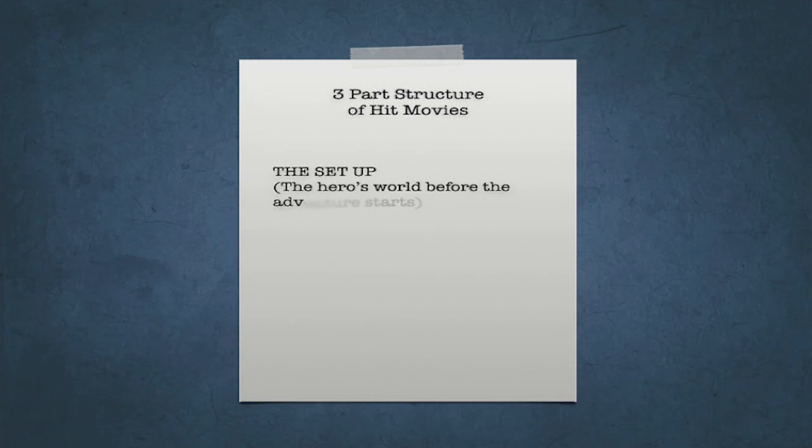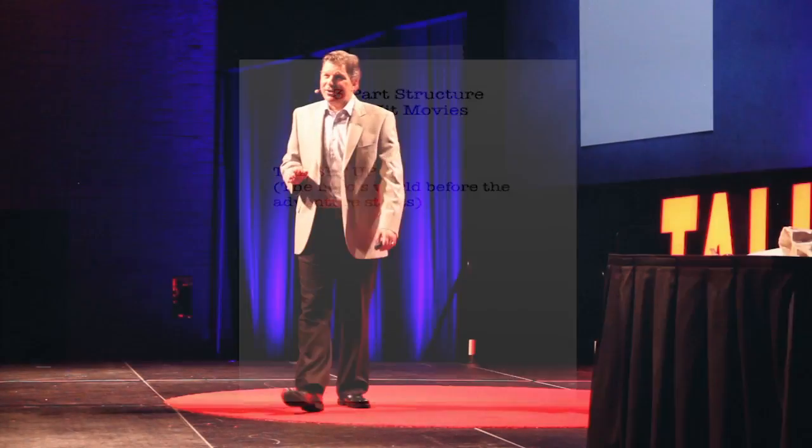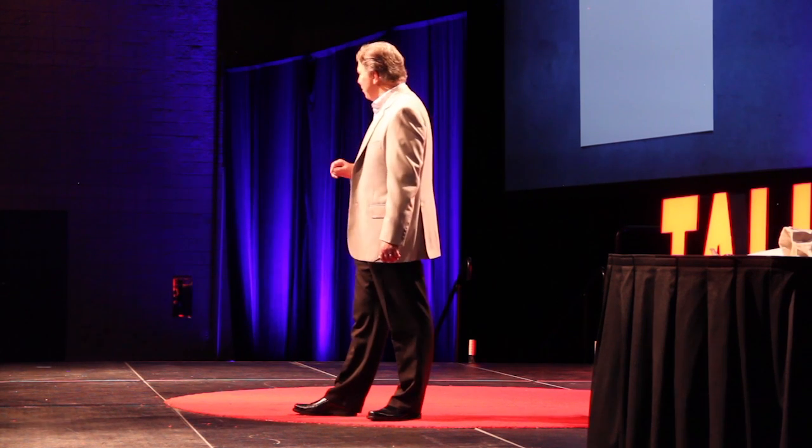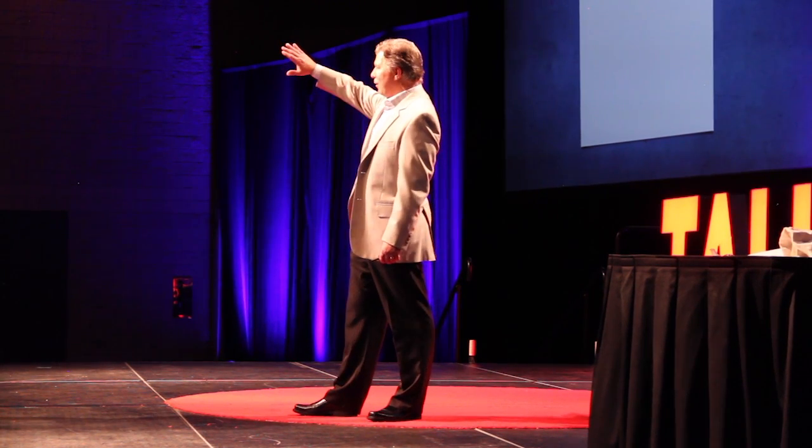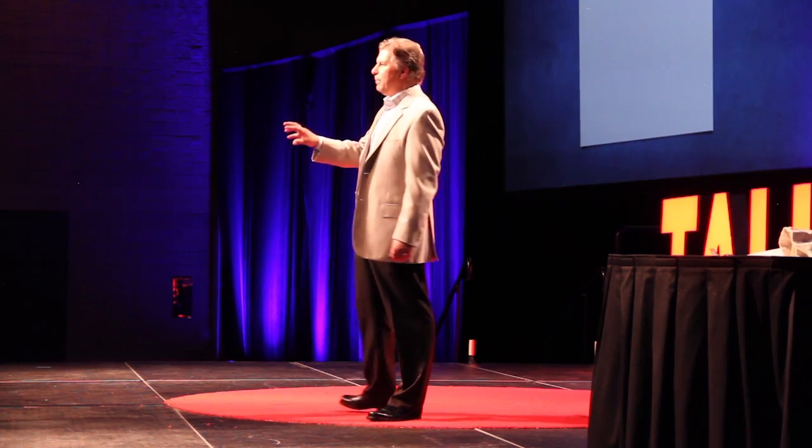The structure is very simple. Act one is the setup. You don't care what happens to Jack and Rose on Titanic until you learn a little bit more about their characters. It's also called the dramatic arc. A person really needs to be low before they succeed.